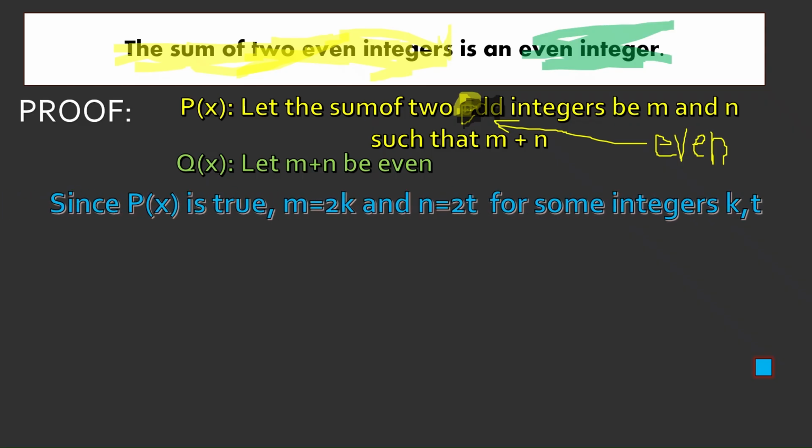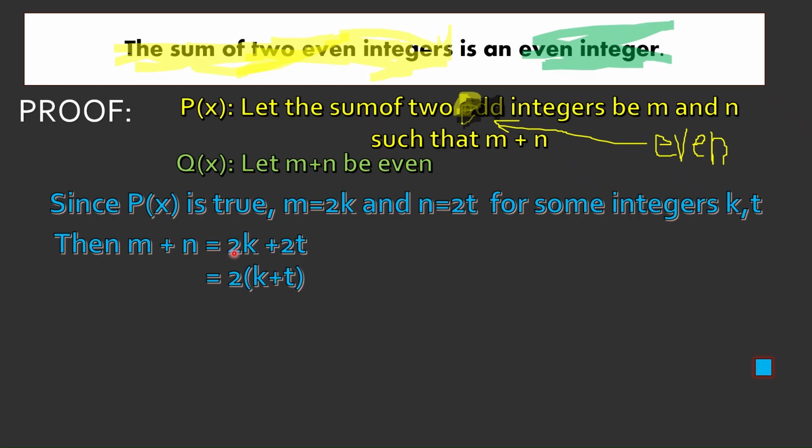Thereafter, we'll say that since P of x is true, we always state it as we solve for the proof. So we say that P of x is true. Remember, we assume that. And since it's true and it's even, m is equal to 2k and n is equal to 2t for some integers k and t. Okay? And then we will solve for m plus n. So m plus n is equal to 2k plus 2t. See, all we're doing is replacing values for what they are.